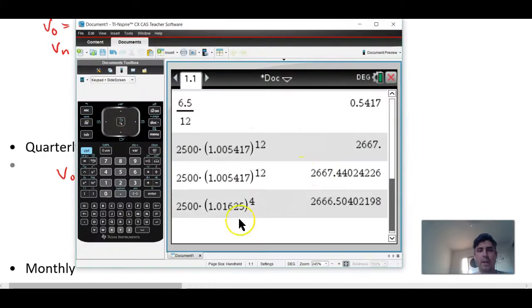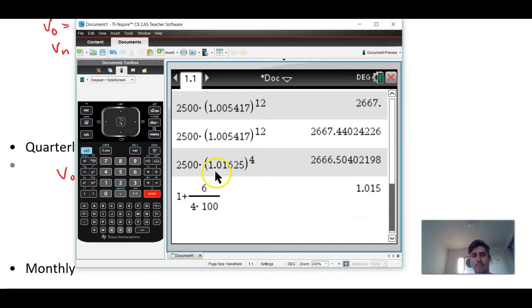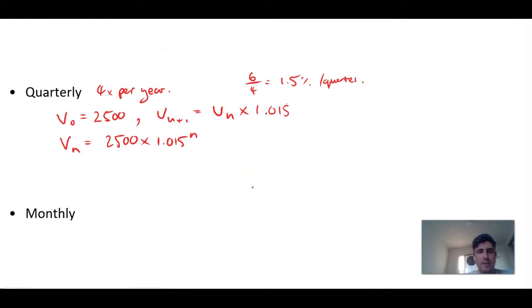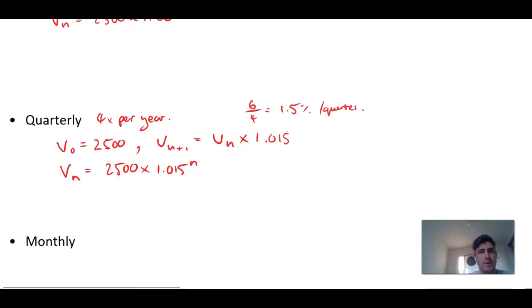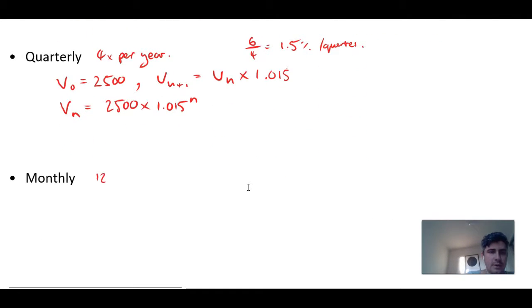So the multiplier this time is 1.015. You can do that straight from the calculator by doing 1 plus 6 over 4 times 100, or you can just write 400. That gives 1.015. Now the formula for Vn, so to find any value of Vn, is where you have 2,500 and you multiply by the multiplier to the power of n. N this time will have to be 4 times as large because it's doing it 4 times as often if it's quarterly.